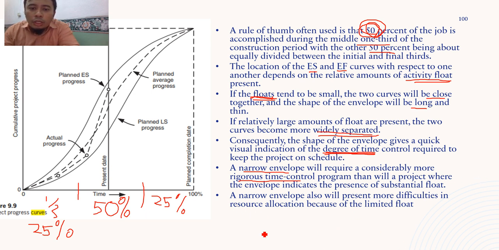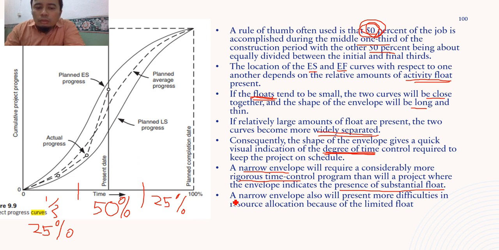So a narrow envelope will require a considerably more rigorous time control program than a project where the envelope indicates the presence of substantial float. So if you have a wider envelope, it means you have larger float on certain tasks, a larger percentage of float, so you have a larger degree of time control, so you can delay a bit more. The project won't be too hard now because you have a lot of time to adjust your tasks, should there be any problem on the project.